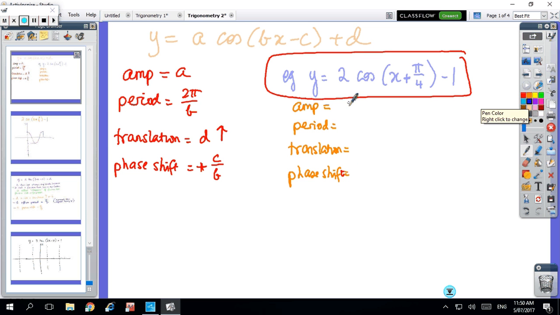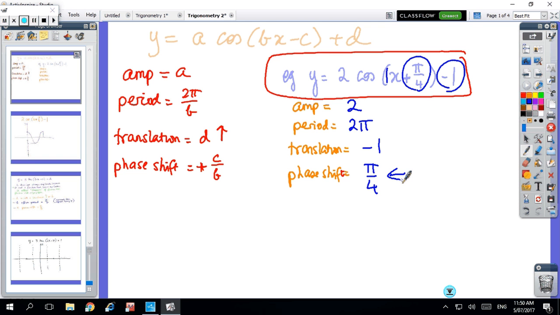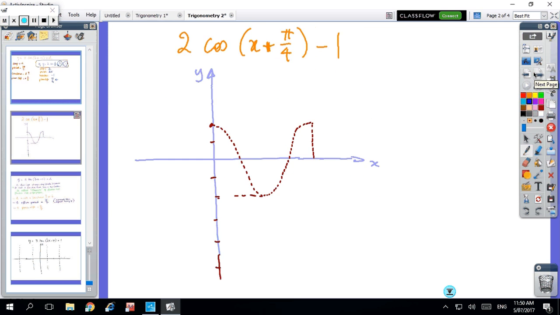Okay, the amplitude is 2. The period, there's no coefficient, so the period is 2 pi. The translation is -1, and the phase shift is pi on 4, but it's going backwards because there's a plus number, so it's going to be shifted backwards, and because the coefficient's 1, we don't have to worry about any other changes. Okay, so let's have a look at the sketch.